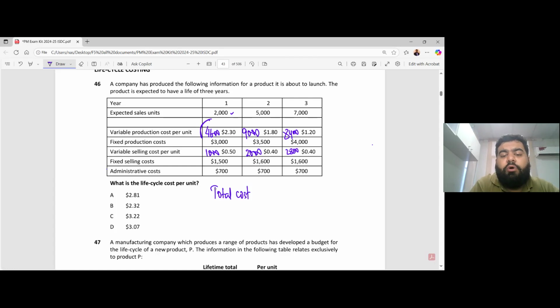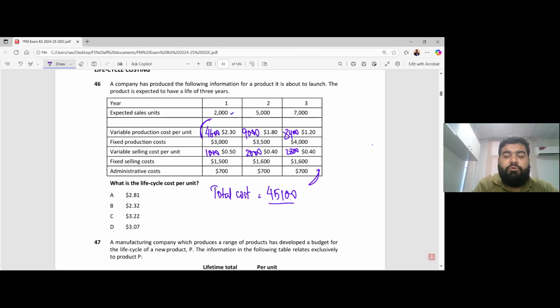Now add all the costs from here to here, the complete cost. Never ignore any cost you are given in the question in life cycle costing. 4600 plus 9000 plus 8400 plus 3000 plus 3500 plus 4000 plus 1000 plus 2000 plus 2800 plus 1500 plus 1600 plus 1600 plus 700 plus 700 plus 700. Total cost is 45,100, which the product will obviously incur over its complete life, 3 years.